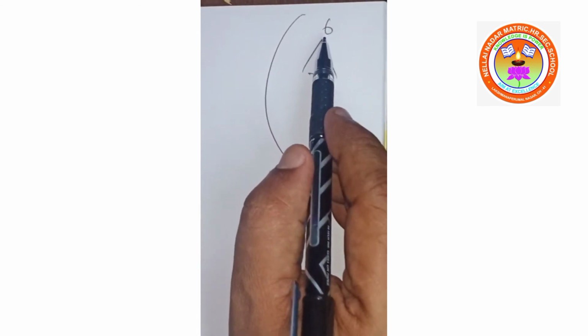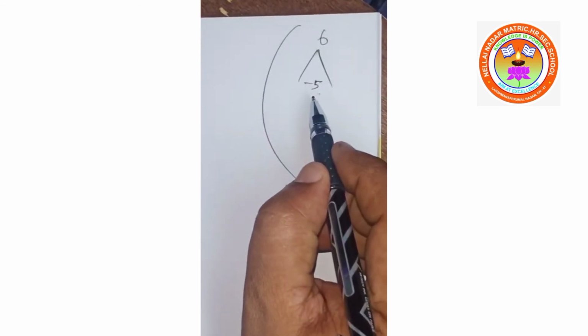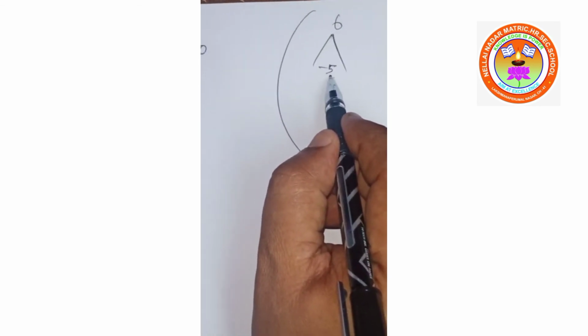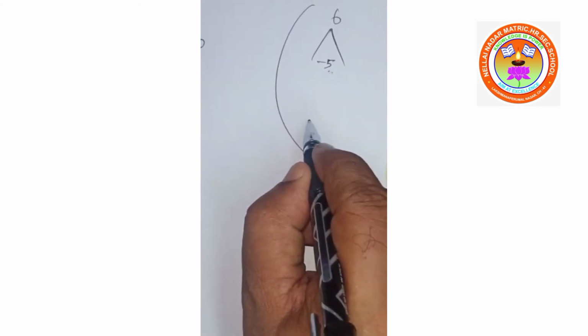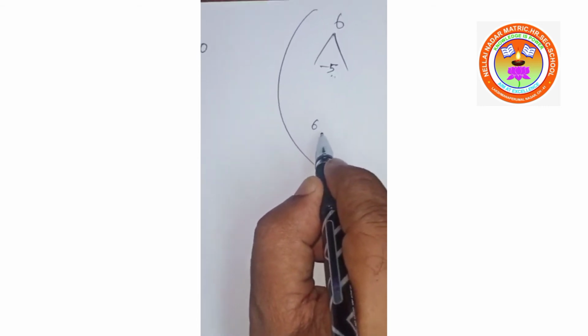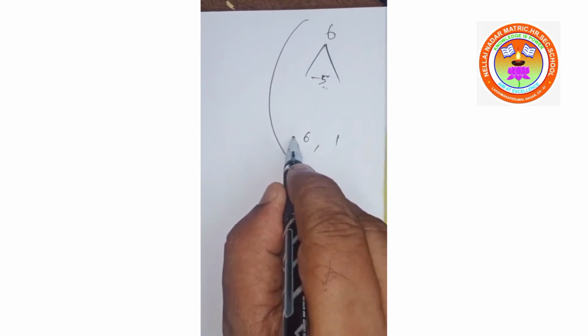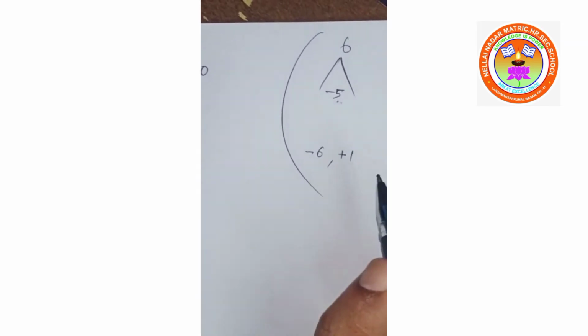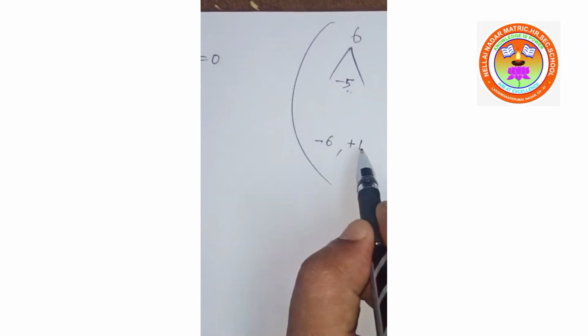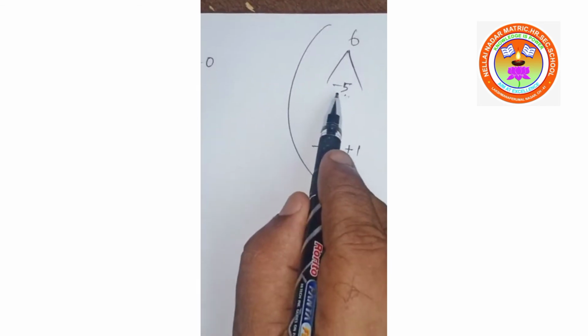Product of the two numbers equals 6. Sum of the same two numbers equals minus 5. What are the two numbers? 6, 1. So you have to introduce minus for 6 and plus for 1. Sorry, if you take minus 6 and 1, sum of the two numbers equals minus 5.